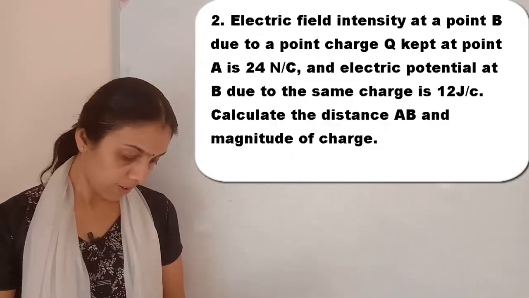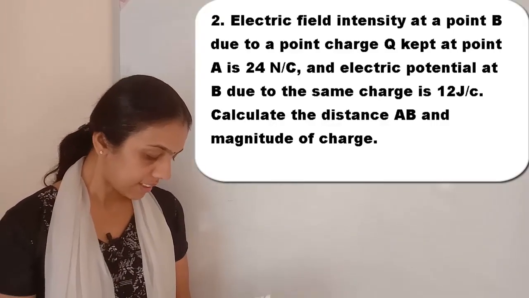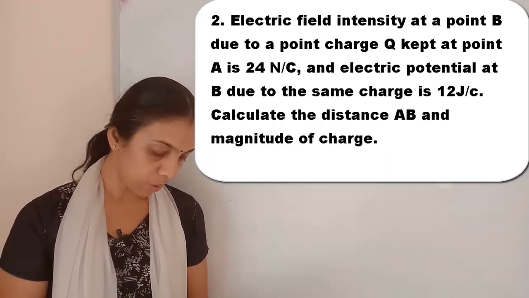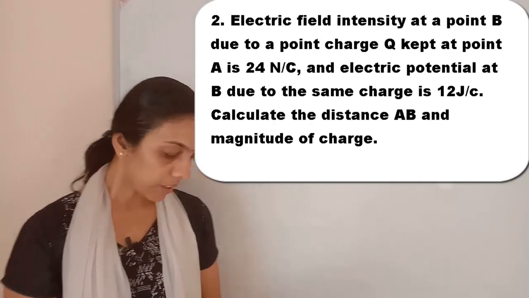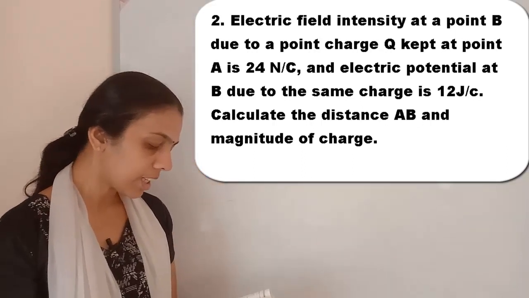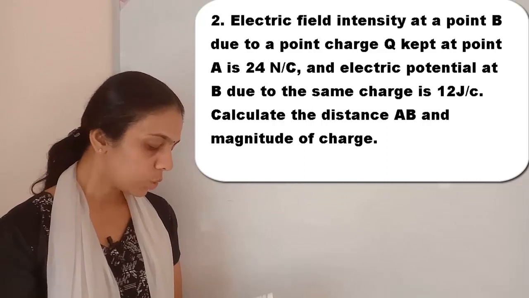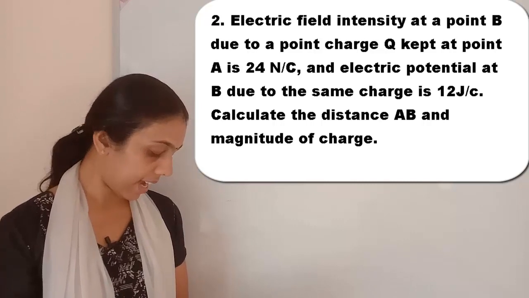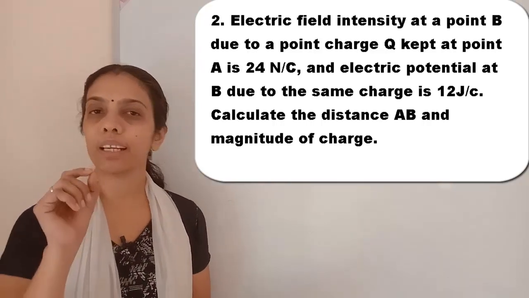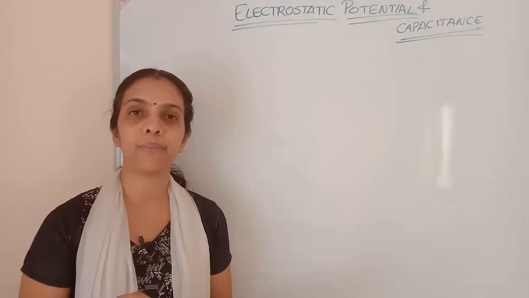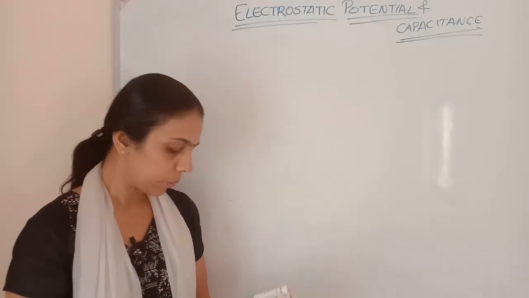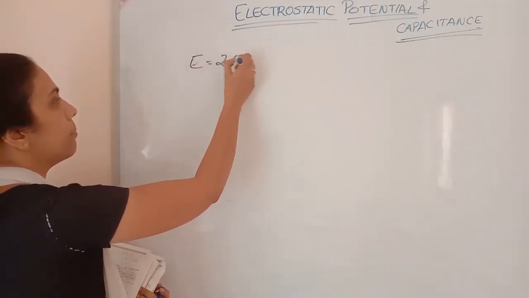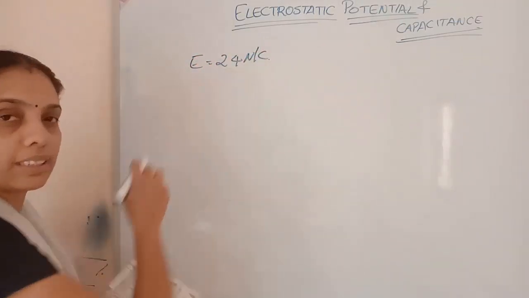The first one was: the electric field intensity at a point B due to a point charge Q kept at a point A is 24 Newton per Coulomb, and the electric potential at B due to the same charge is 12 Joule per Coulomb. Calculate the distance between A and B. So the electric field intensity is given as 24 Newton per Coulomb. So electric field E equals 24 Newton per Coulomb. Okay, this is kept at A.